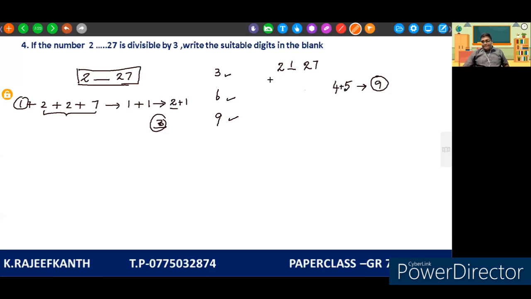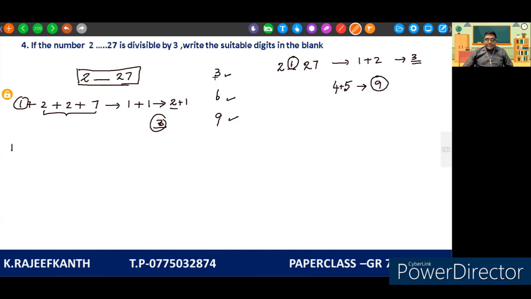Here we will check it. If we write 1, here 1 plus 2 is 3, 3 plus 2 is 5, 5 plus 7 is 12. Then 1 plus 2 is equal to 3. Then the digital root is 3. So that is the first answer, 1.